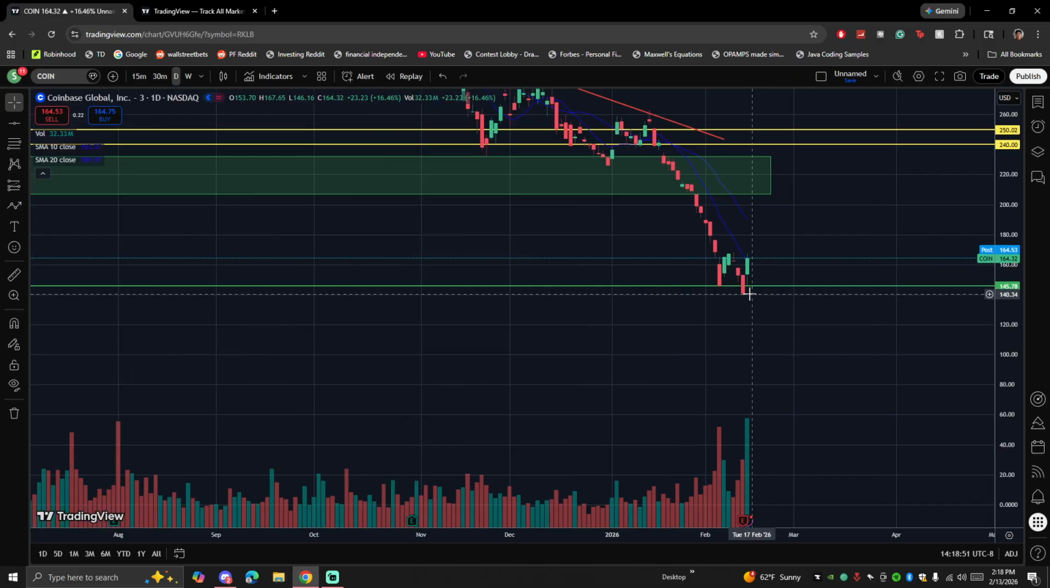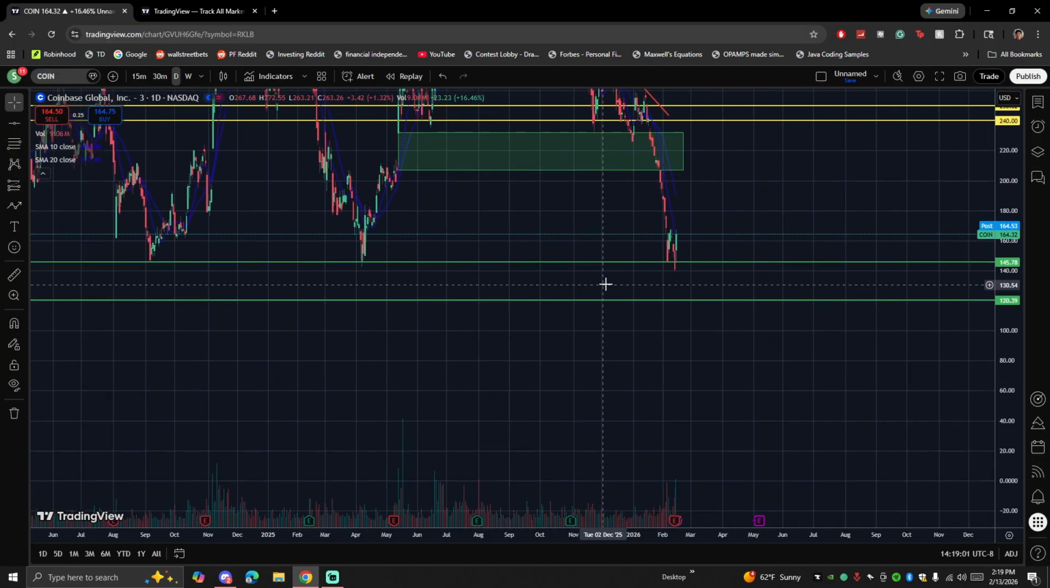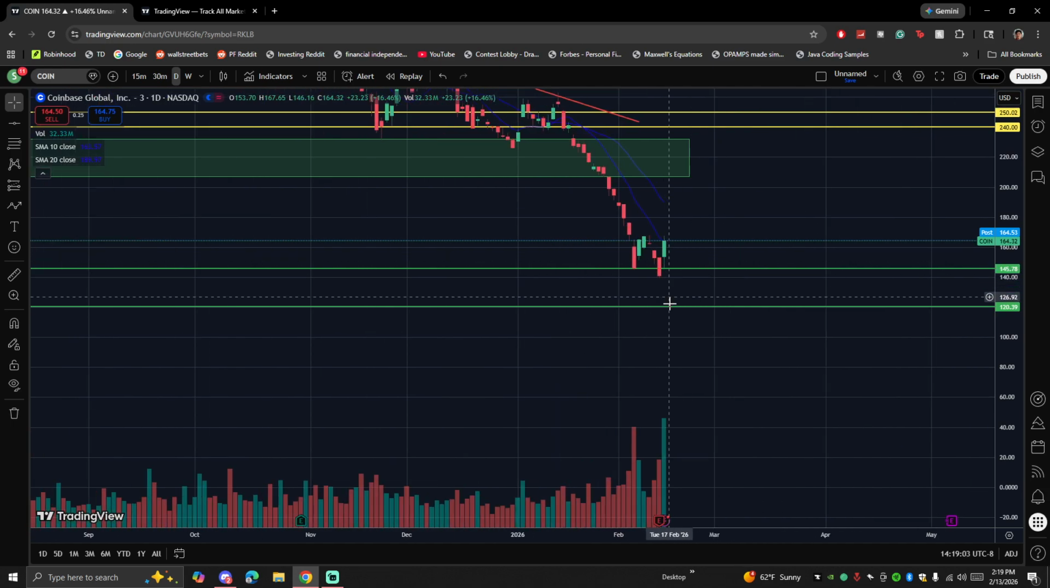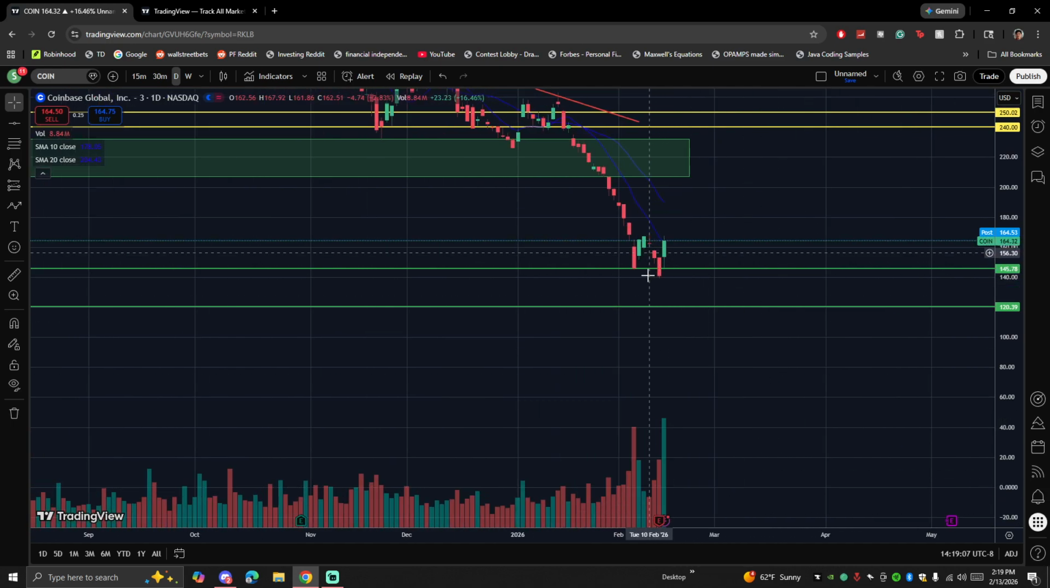But basically, Coinbase is holding a multi-year low. It was low in 2024, low in 2025, April. Technically, this other price level down at 120 is good too, but it held 140 so far. And with their earnings, they weren't great. They were actually really bad.